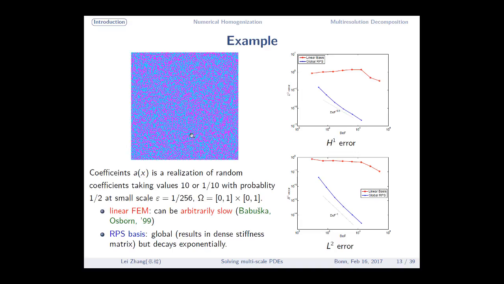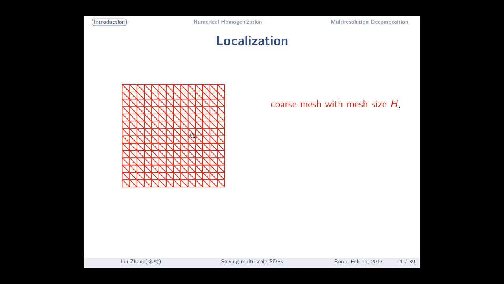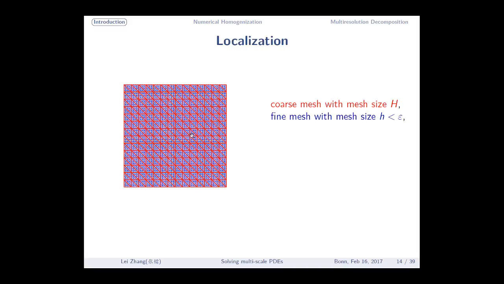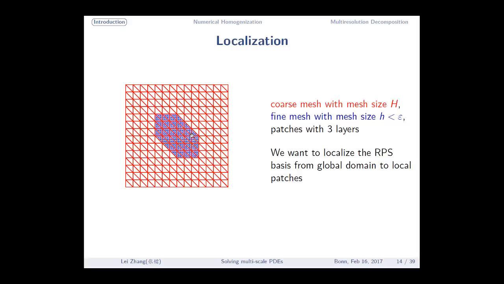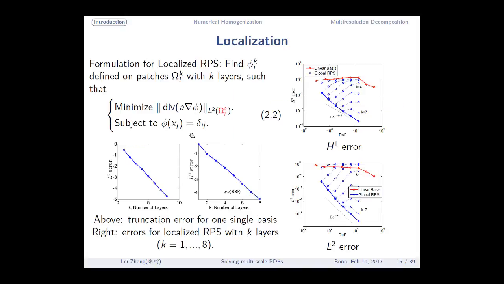But this is global, so we have to do localization, and you have also seen this before. So this is a coarse mesh with mesh size capital H, and we refine this fine mesh, with some mesh size h, which is less than the smallest scale epsilon. And we can have patches, with layer 1, layer 2, layer 3. So we can localize the computation of the RPS basis from the global to a local domain. And so we can have this formulation of the localized RPS.